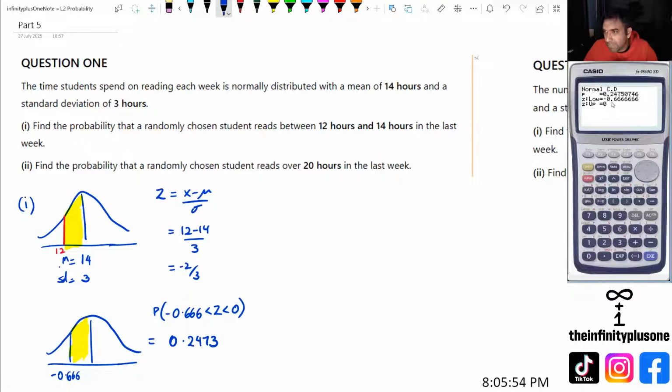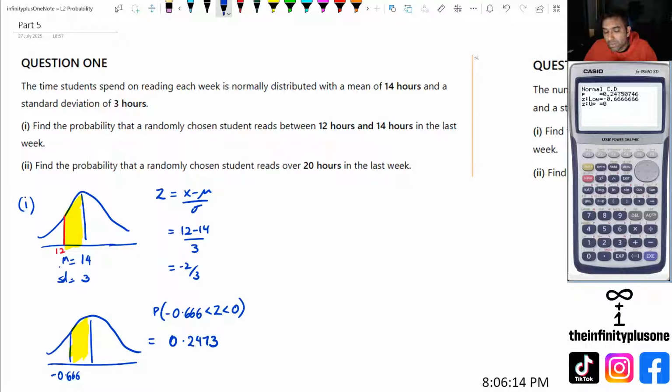You might be wondering, how come it got 0.2475 and we got 0.2473? Because we used 0.666. The calculator is just a lot more accurate, so you're going to be a couple of decimals off there. You're only about 2 thousandths off, which is not too bad.